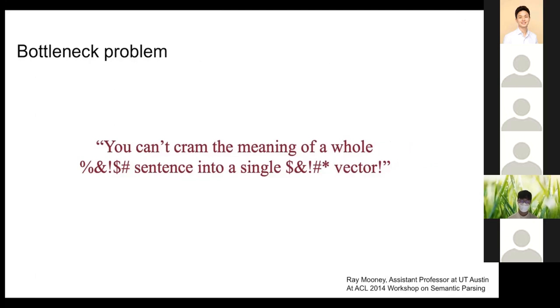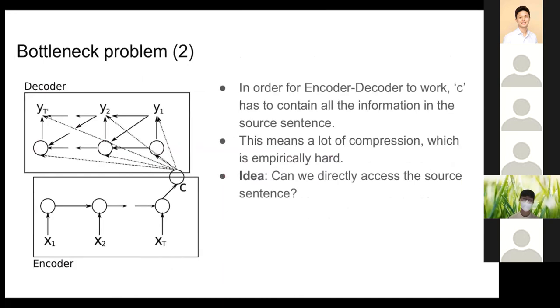But there is one bigger problem, and what people call the bottleneck problem. We made a really important assumption in our previous slide on the encoder decoder, the fact that the vector C can contain the meaning of the whole sentence. But can we actually say that's really possible? Well, in order for the encoder decoder to work, C has to contain all the information in the source sentence, right? Because that's the only way the decoder can know what the input is about.